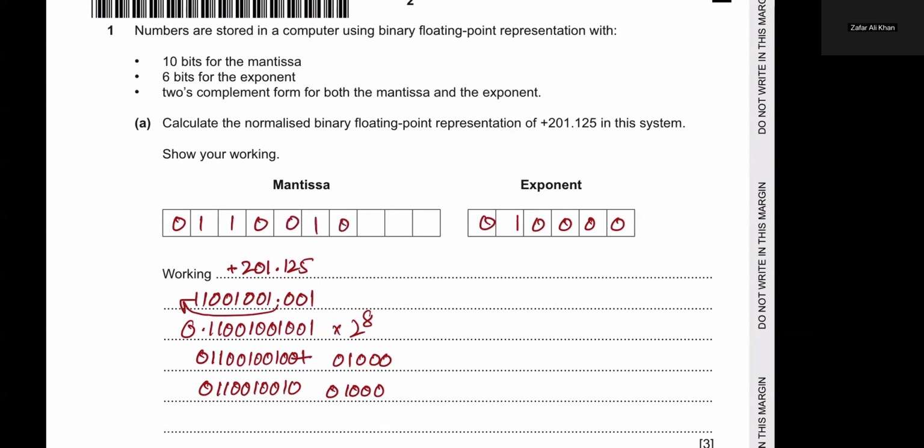Now, let's get back to the standard approach for a moment. Using the standard normalization, 1.10001001, we had an exponent of 7 in binary. The answer should not be 1.1. The answer should be 0.11001010, and the exponent should be 0.10000. So now move on to question 1B.